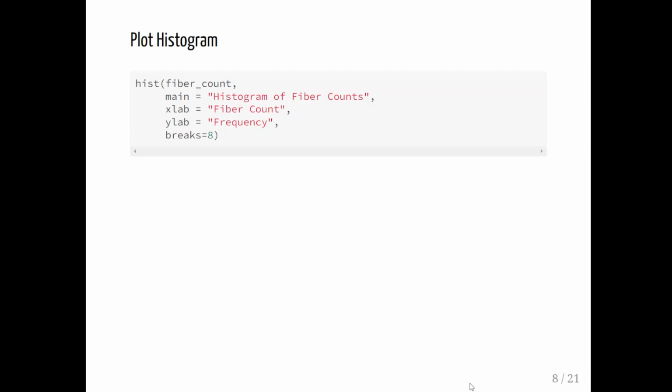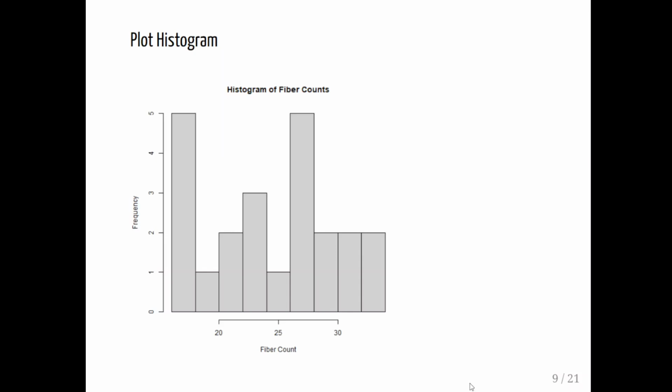But just to specify, main gives the title of the plot. xlab is the label for the x-axis. ylab is the label for the y-axis. breaks specifies the number of bins, but you can play around with that if you like. Honestly, for a data set of 23 observations, we don't have a lot to work with. So that's what I would get there, a histogram of fiber counts, and it seems pretty spread out. Nothing really I could say about that, to be honest with you, that is particularly interesting. But it's annotated properly, and that's good.